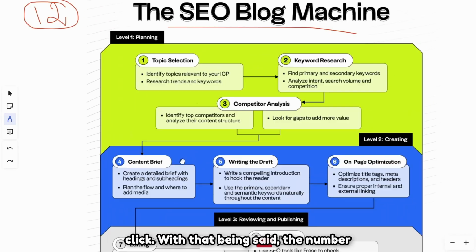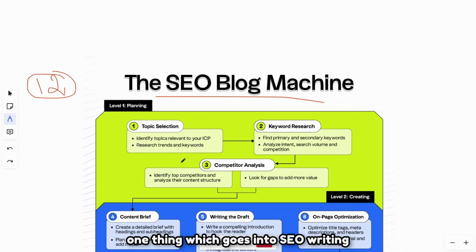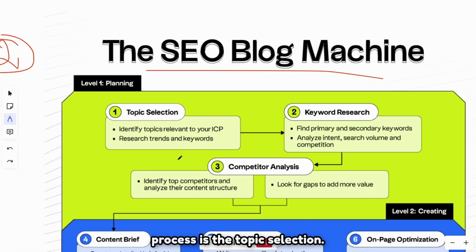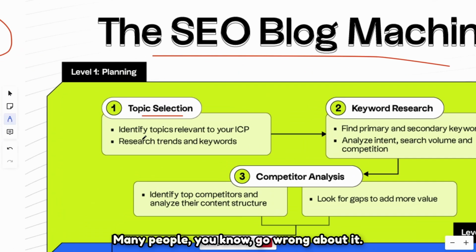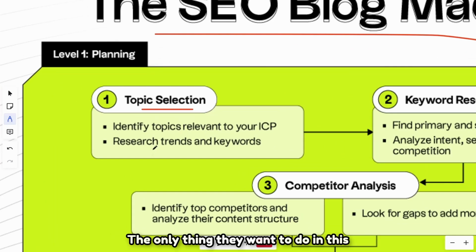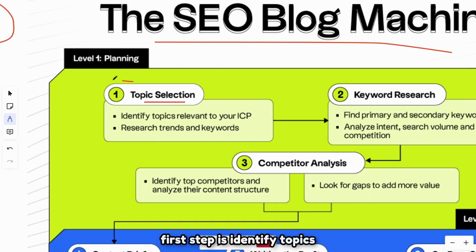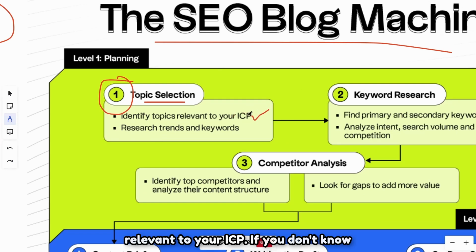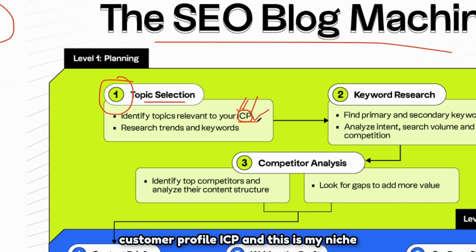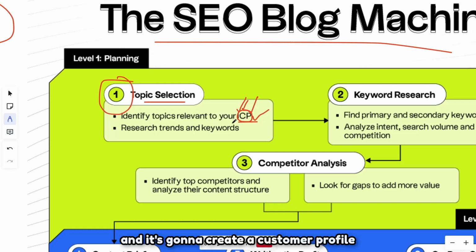With that being said, the number one thing which goes into the SEO writing process is topic selection. Many people go wrong about it. The only thing they want to do in this first step is identify topics relevant to your ICP. If you don't know what the ICP is, it's the ideal customer profile. So if you want to create an ideal customer profile, you give it to ChatGPT: hey, I want to create an ideal customer profile, ICP, and this is my niche, and it's going to create a customer profile for you.